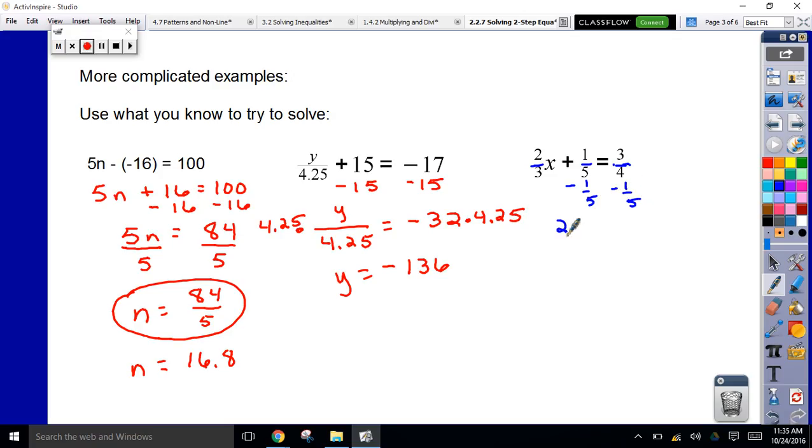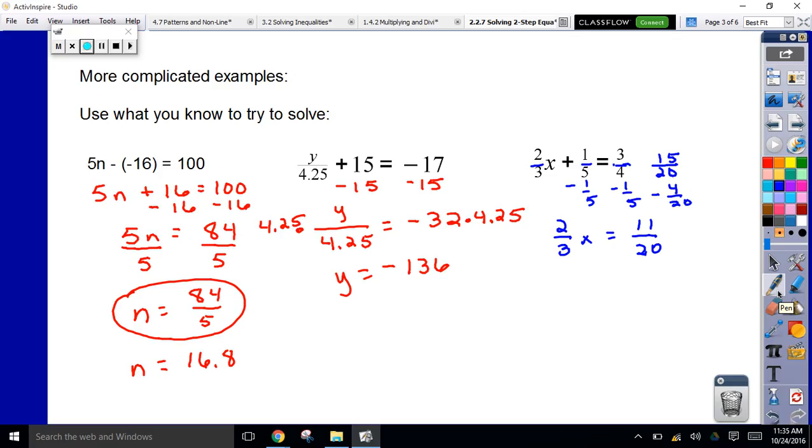Now I'm still going to have 2/3 x on this side equals. I need to get a common denominator, so I'm going to use 20 as my common denominator. I'm going to have 15 twentieths minus 4 twentieths, and I'm going to get 11 twentieths.